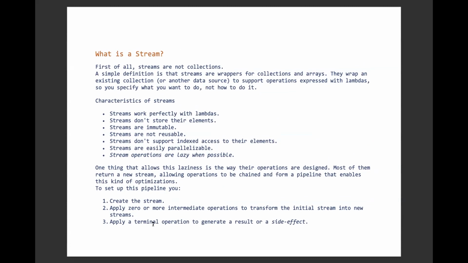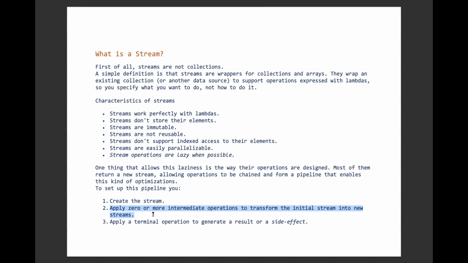Okay. So the life cycle of the stream happens like this. First we create a stream. That is the first stage. Then we do zero or more intermediate operations, which transform the stream to another stream, right? So every time we do an intermediate operation, a stream is transformed to another stream. A new stream is created.